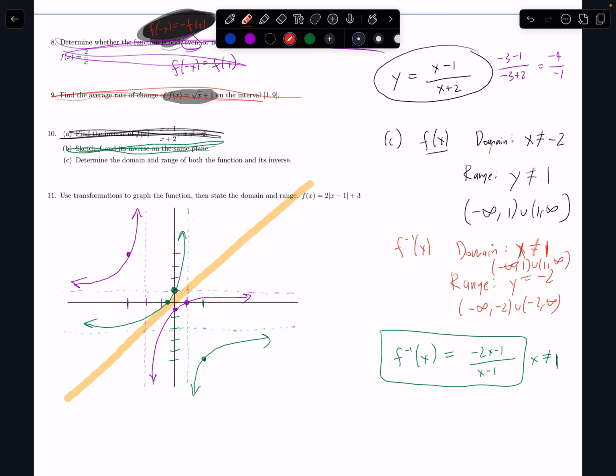Domain would have been negative infinity to 1, union 1 to infinity. And also I could have done this guy the same thing: negative infinity to negative 2, union negative 2 to infinity. Just the same thing in interval notation. All right, this is getting long, so I'm going to cut this video.